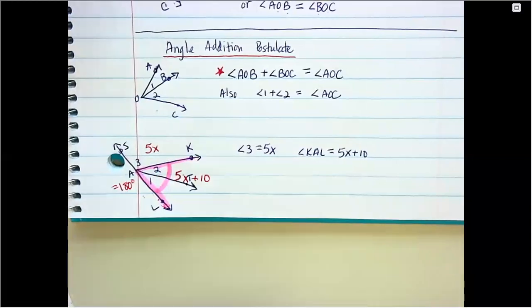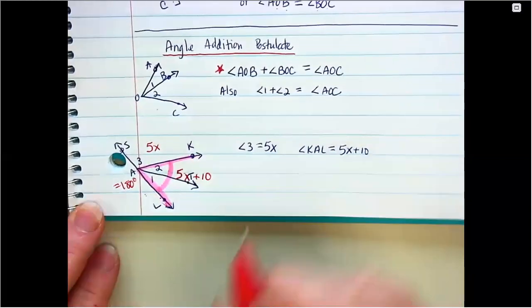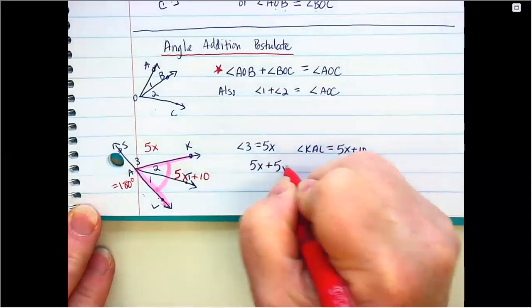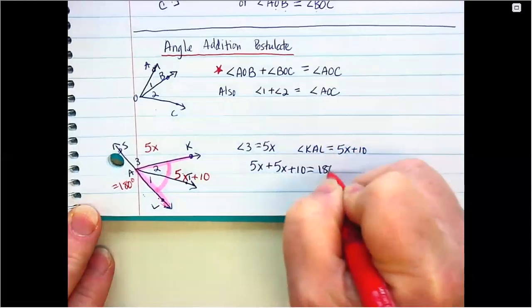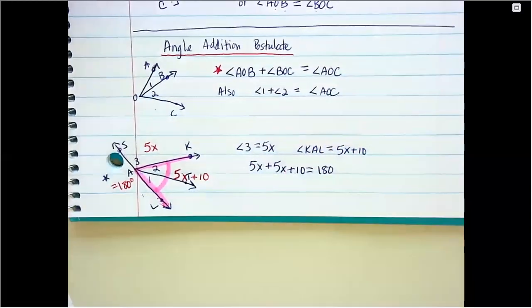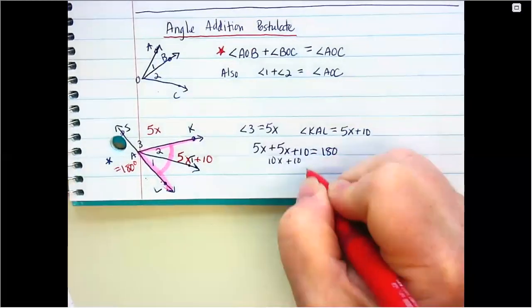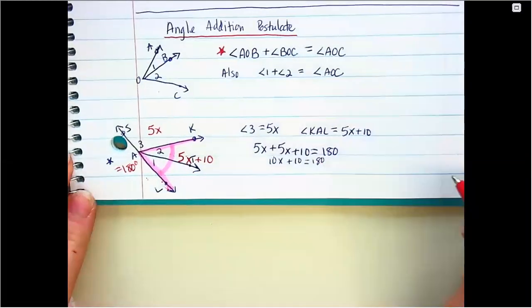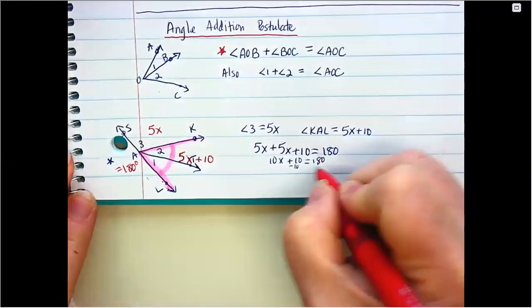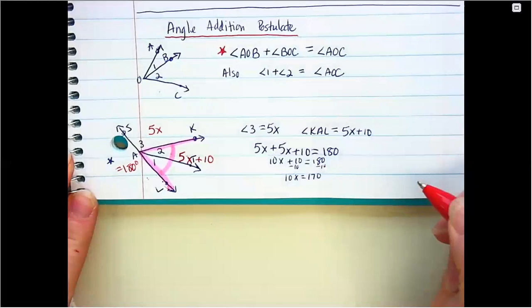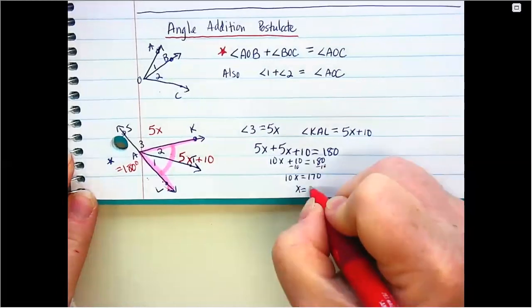Okay, so that becomes our equation. So we're going to have 5x plus 5x plus 10 is equal to 180. And this was the key right there to unlock your whole problem, that it was equal to 180. So one part plus the other part equaled the whole. So combining like terms, 10x plus 10 equals 180. Subtracting 10 on both sides, 10x equals 170. And dividing by 10, x equals 17.